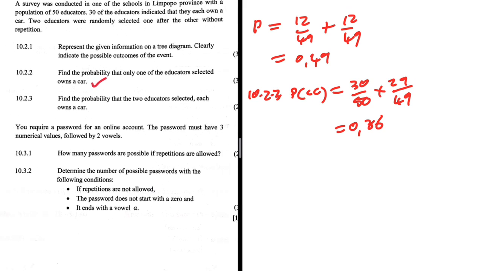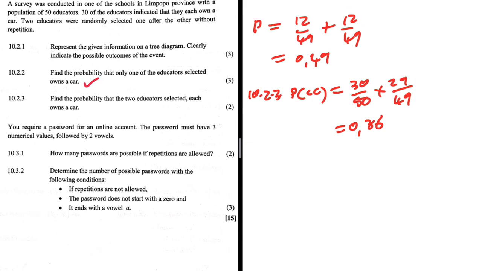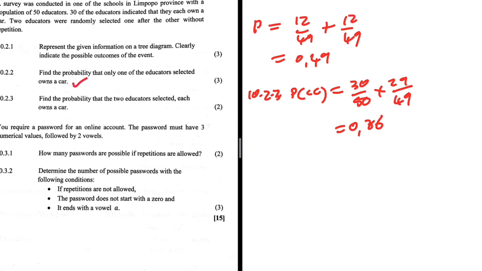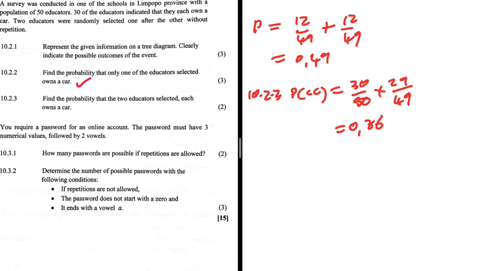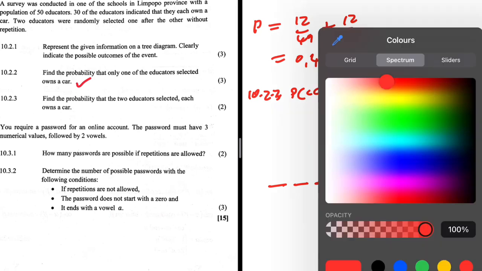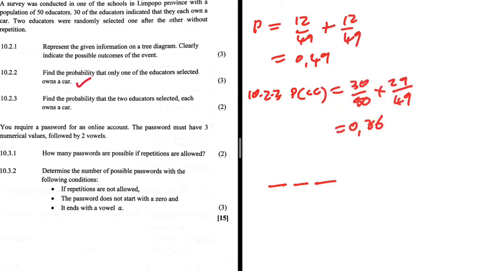10.3, you require a password for an online account. The password must have 3 numerical values. So, let's make sense of that. 3 numerical values, so we need the numbers there. Which numbers, we're not really sure about that, but we're going to figure it out. And then followed by 2 vowels. So we need 2 vowels here. Vowels, obviously, A, E, I, O, U.